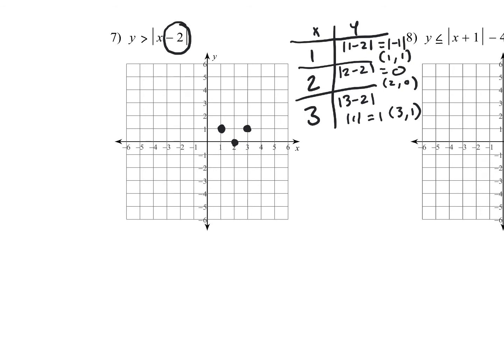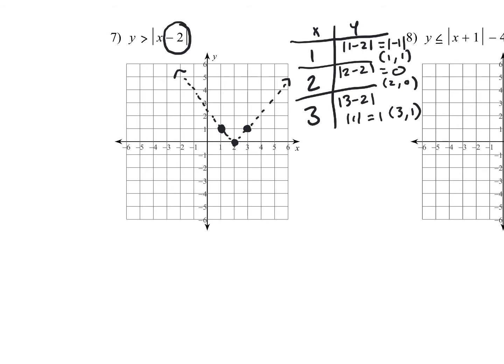Do I have a solid V or a dotted V here? A dotted V. Remember, when you have absolute value graphs, your graphs are always, always going to be in the shape of a V. Now I'm either going to shade inside the V or outside the V. So how do I pick a point to shade?